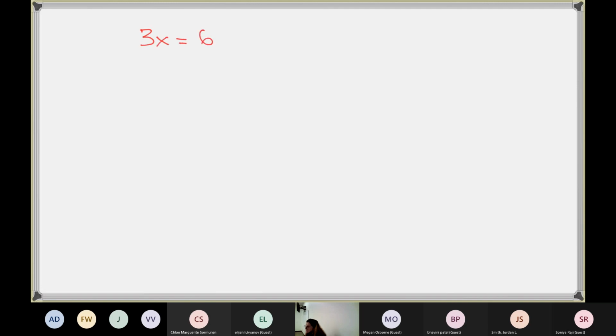3x equals 6. The question similar to that was, what is the slope? And students divide by 3 and you get x equals 2. And if you ask what the slope is, then you write 2. The slope is what? Undefined. Yes, so be careful about that.